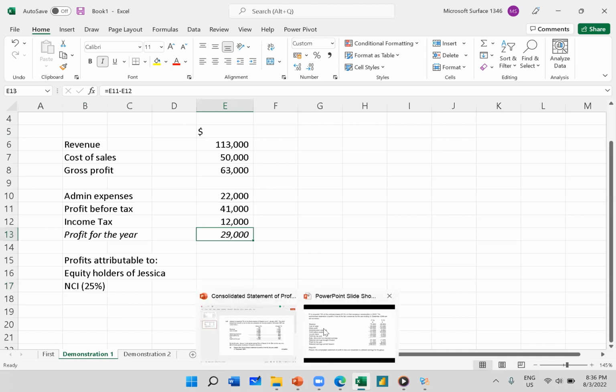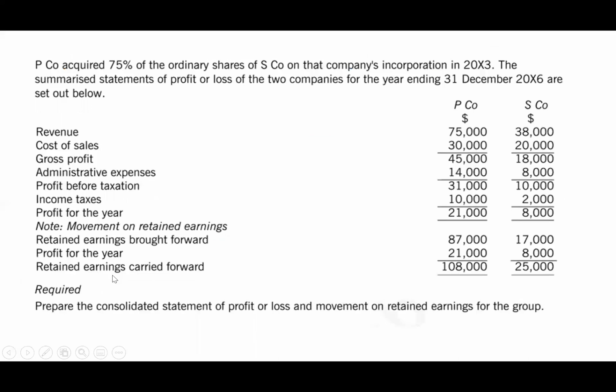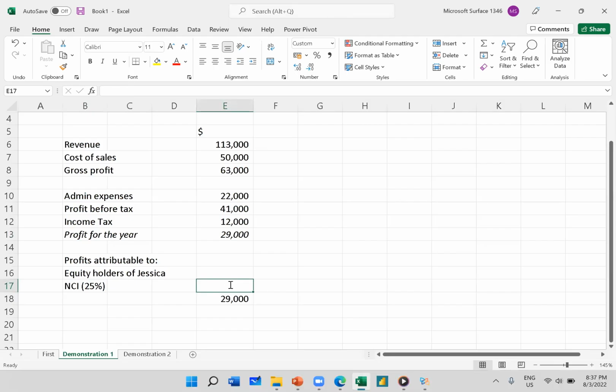So when you look at the question again, ignore the profit for the year written here. Profit for the year, 8,000, belongs to the subsidiary. That is the figure, 8,000. The NCI deserves only 25% of it, so that is 2,000. Therefore, automatically, the equity holders will be the balancing figure. For the total to be 29,000, if NCI owns 2,000, the balance will be 29,000 minus 2,000. This is the answer. That's it, and we are done.